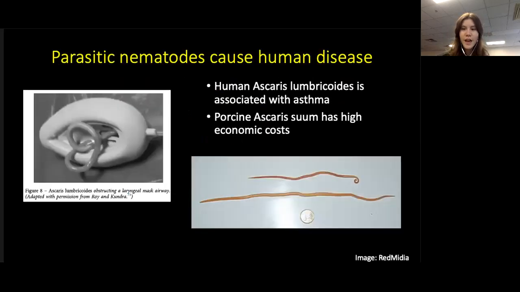It is known that parasitic nematodes cause human disease. Among these nematodes are Ascaris lumbricoides, which occupies the human lungs and induces inflammation and asthma, and also Ascaris suum, which live inside pigs and cause similar effects. Pig infection does lead to major economic losses to the pork industry.